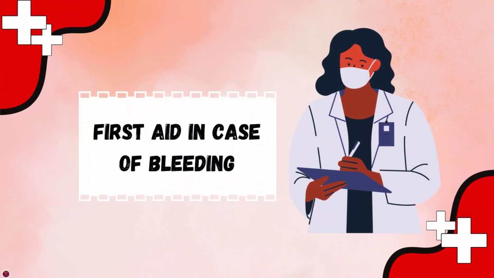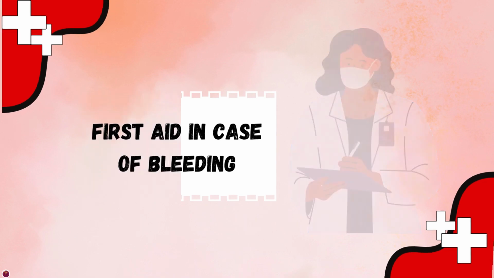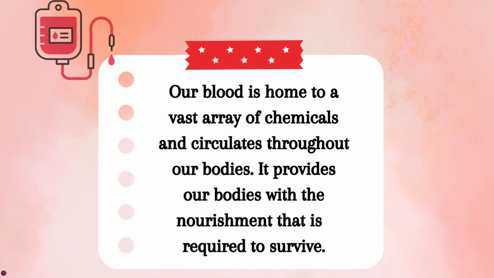In this episode, we will explore how to do first aid in case of bleeding. Bleeding control training is very necessary for the pediatric population. So, the first thing is, what is blood? Blood is a home to different chemicals and it circulates throughout our bodies. It provides our bodies with the nourishment that is required to survive.